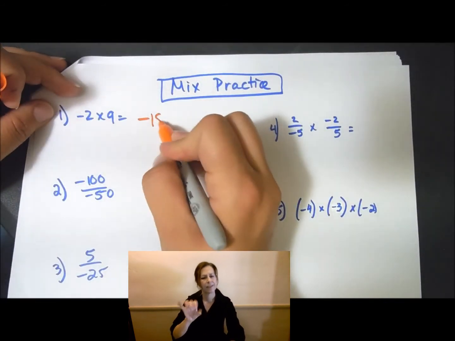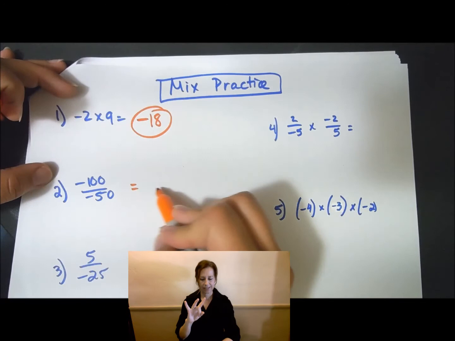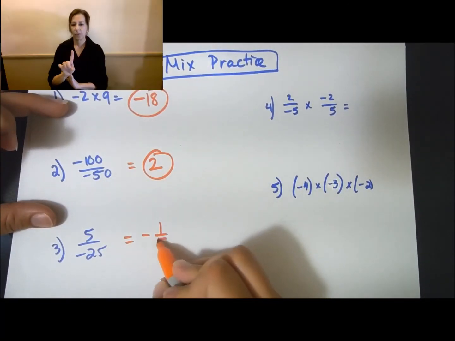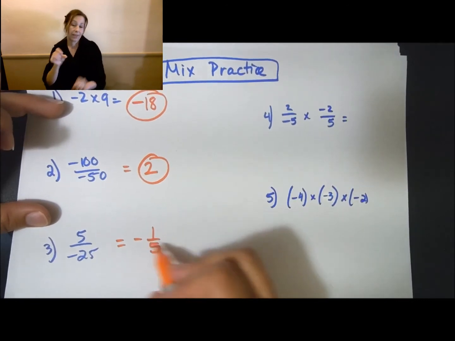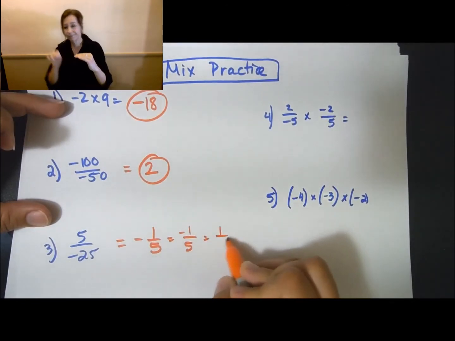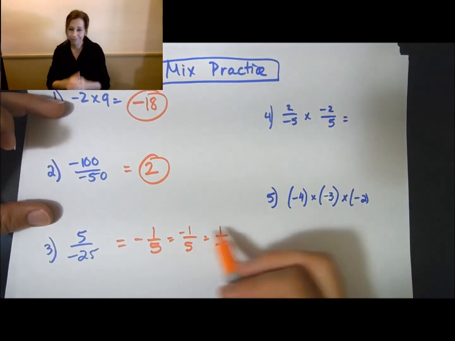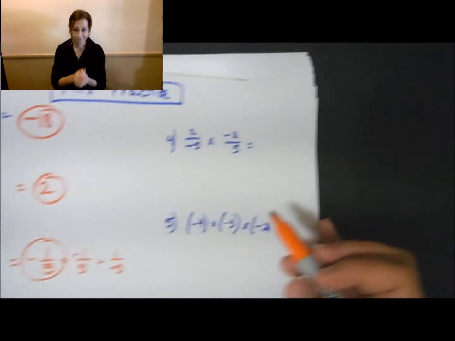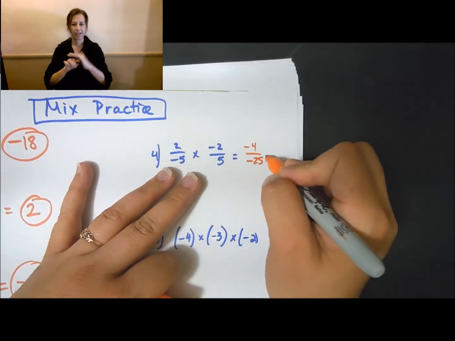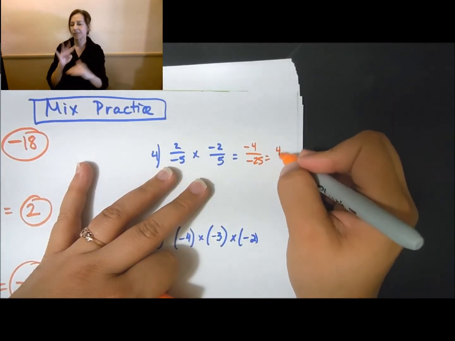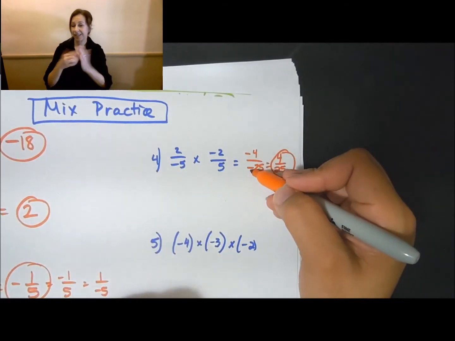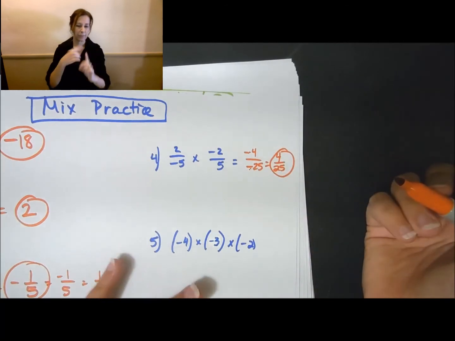Alright, so this one should have been negative 18. This one should have been positive 2. This one should have been negative 1/5. And that could have been written in front, on top, or on bottom. It does not matter, so just pick one. Over here, this would have been negative 4 over negative 25, which just equals 4 over 25. A negative divided by a negative is a positive.